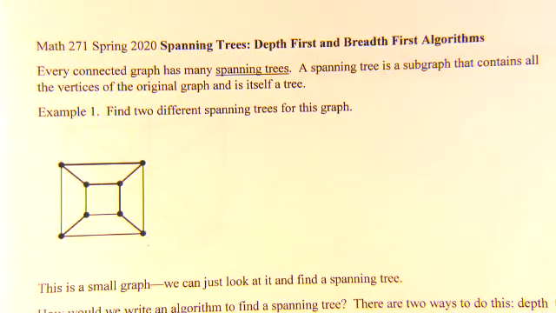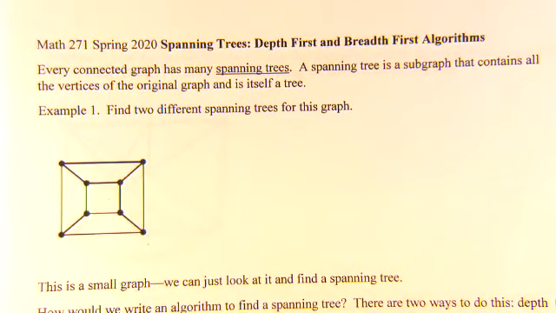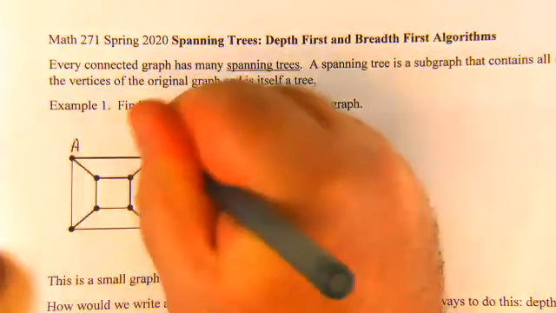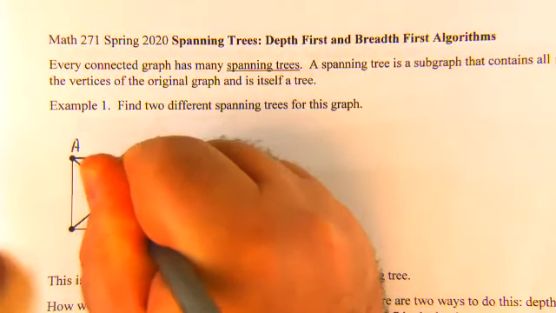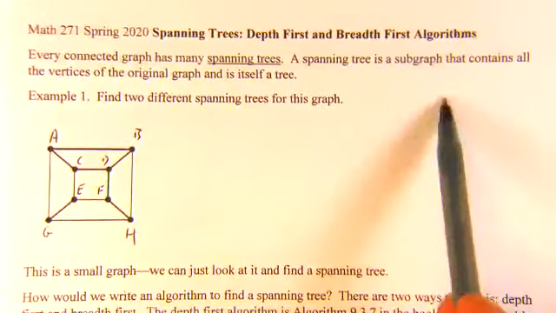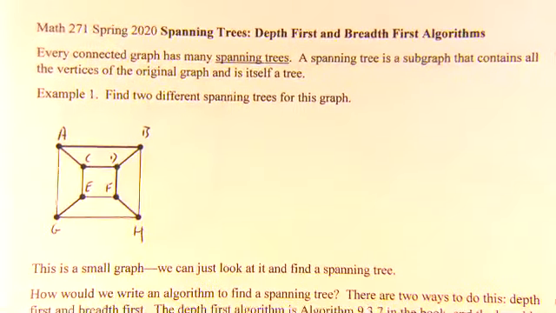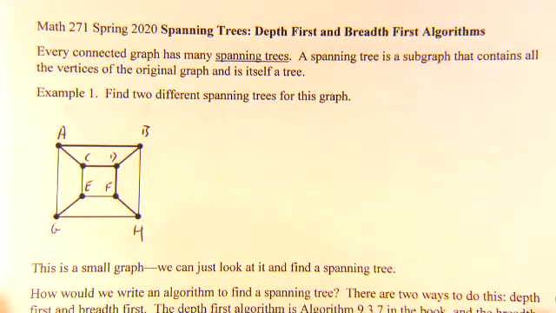Okay, so as an application to trees, we'll talk about spanning trees. If we have a connected graph like this one, we can create a spanning tree for it. For this graph, I'll name the vertices A, B, C, D, E, F, G, H, and we want to have a spanning tree. A spanning tree is a subgraph of the graph that contains all the vertices of the original graph and is itself a tree. For a small graph like this, you can figure out spanning trees pretty easily.